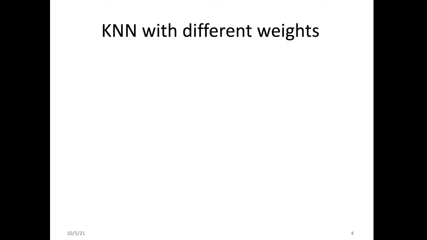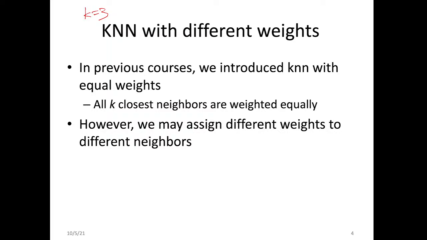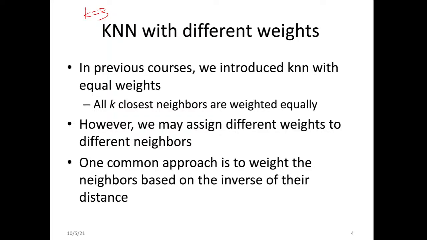Last week we talked about KNN, and our KNN assumes that all the neighboring nodes have the same weight. They have the same influence for your model to predict the target. If we set K to 3, then we find the 3 nearest neighbors, and each one of these 3 neighbors plays the same role and is equally important. But in fact, we could assign different weights to different neighbors. A common approach is to weigh the neighbors based on the inverse of the distance.